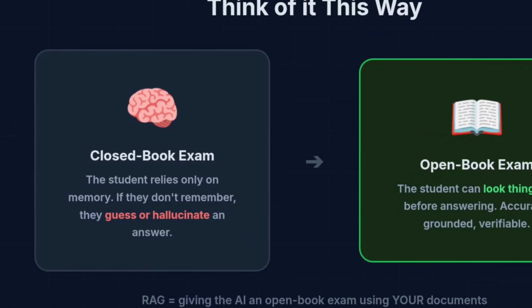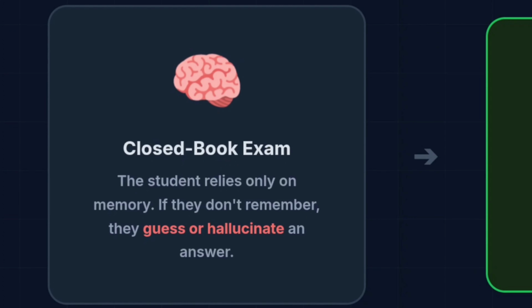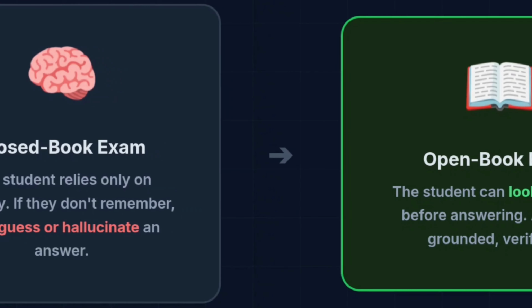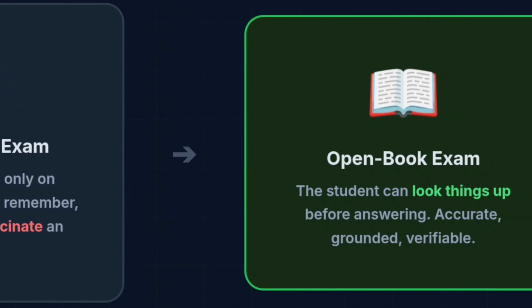Think about two students sitting an exam. The first student, closed book. They can only answer from what they memorized. If they forget something or were never taught it, they guess. Sometimes they are confidently wrong. That's a regular AI. It only knows what it was trained on.